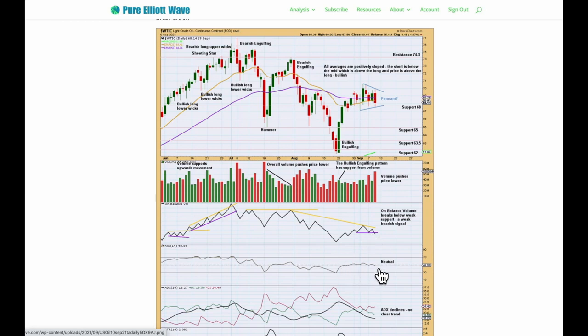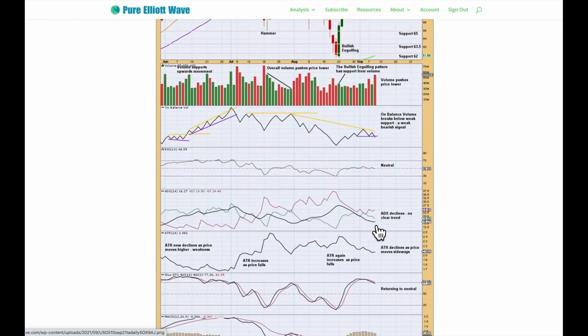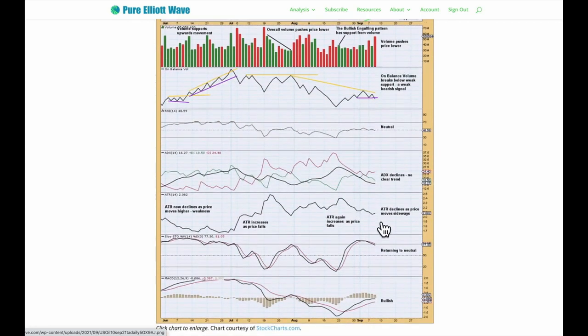RSI well in neutral territory, plenty of room for price to move higher or lower. ADX indicating no clear trend. At the daily chart level, the ADX line has been pulled back below both DX lines. There is room now for a new trend in either direction to develop. ATR declining as price moves sideways, stochastics returning to neutral, and MACD bullish.